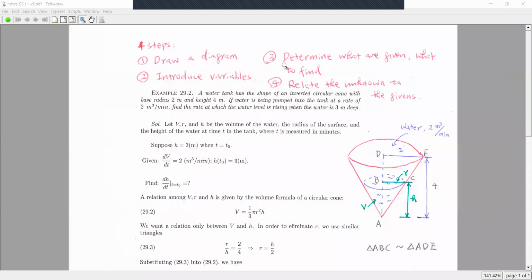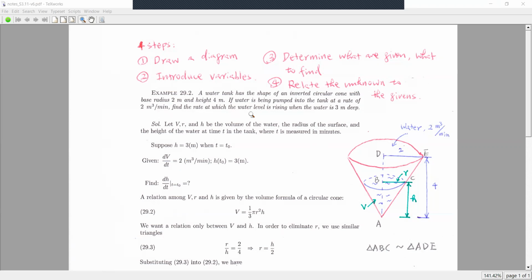Step 3, determine what is given and what to find. Water is entering the tank at a rate of 2 cubic meters per minute. 2 cubic meters per minute is the rate of change of variable V, where V is the volume of the water in the tank. That is, the derivative of V is equal to 2.